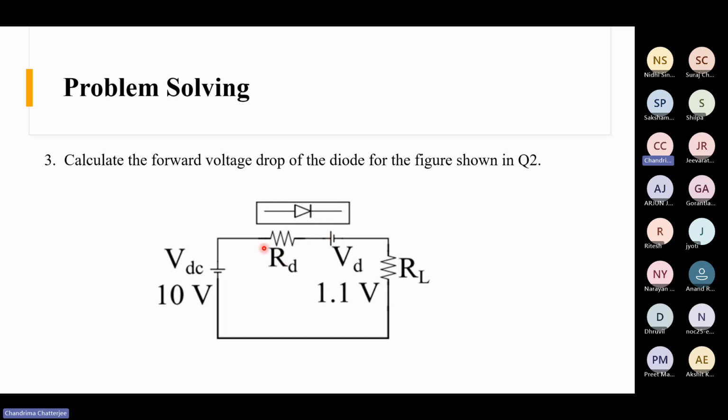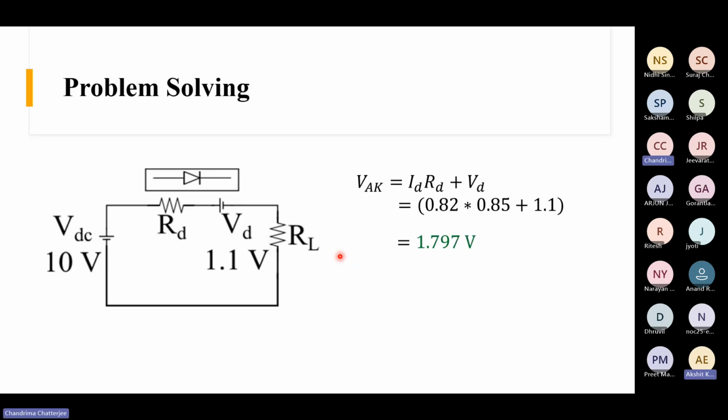So the voltage drop will be the combination of this VD and the voltage drop across this RD. So this will be the entire forward voltage drop. Not only VD. This is the cut-in voltage or threshold voltage. So it will be 0.7.